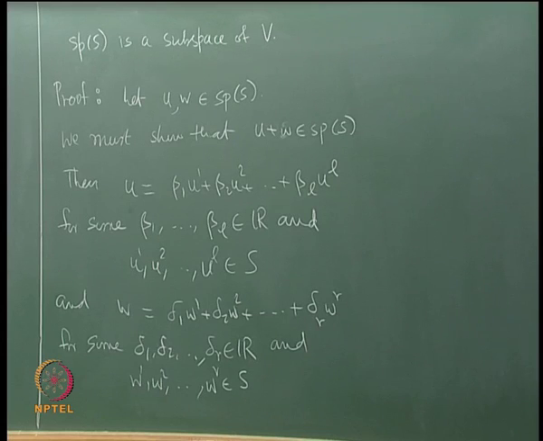U plus W now is a linear combination. I can write it as beta 1 U1, beta 2 U2, etc., beta L UL plus delta 1 W1, etc., delta R WR, where the scalars come from R, the vectors come from S. So, it is closed with respect to addition. Scalar multiplication is simpler than this. Okay. So, span S is a subspace.